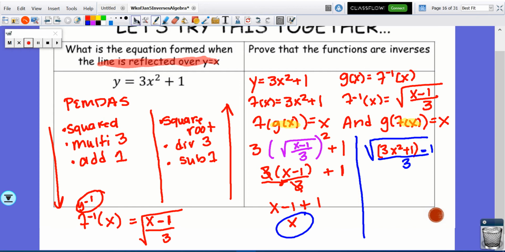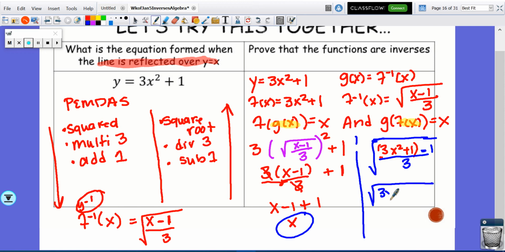Okay. So let me fix that. Alrighty, so I'm going to do the math on the inside of the square root. So what I'm going to do is divide everything by 3 that's under the square root.